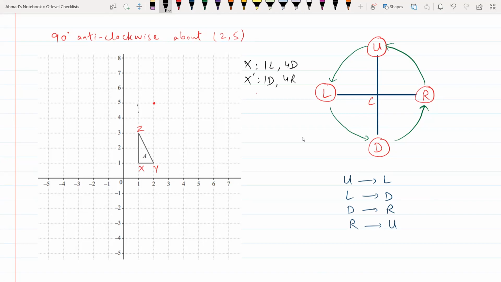So अब center से start करके आपने क्या करना है? You go 1 down and 4 right. So that's your point X bar. X bar rotate होके यहाँ पर आ जाएगा. Similarly, let's do it for the others.